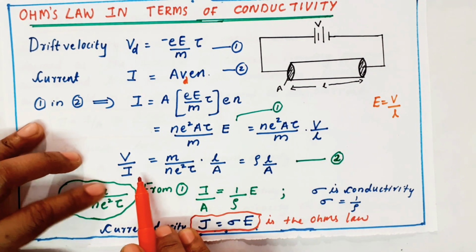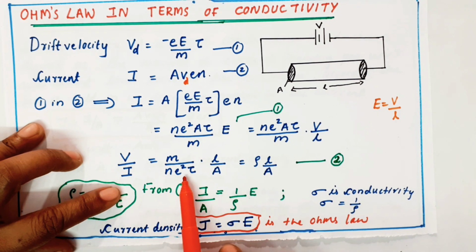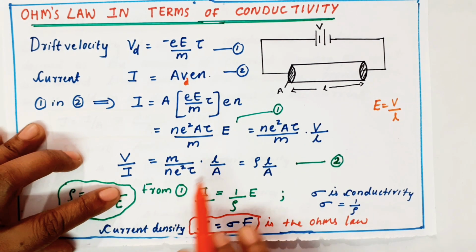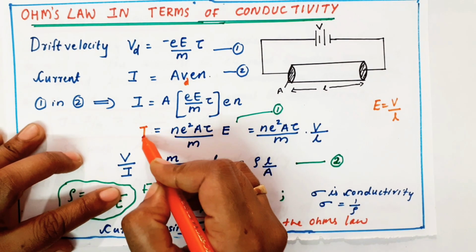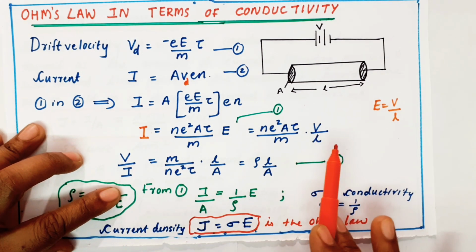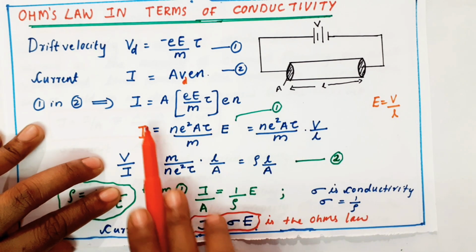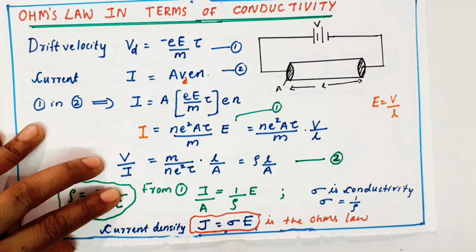V by I equals, cross multiply, m by n e square tau into L by A. Check once what I did. I have taken this equation. This is your I, right? This and this equation I am just adjusting. I am taking the term V by I, so the rest of the terms go up: m by n e square tau into L by A.